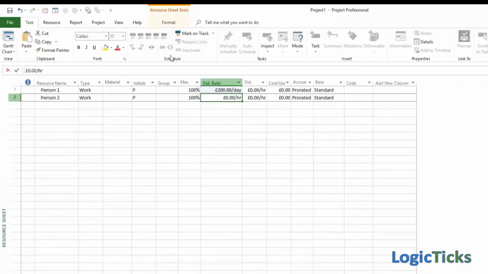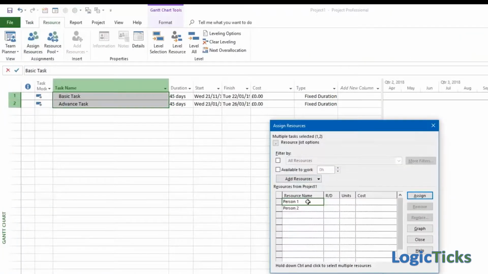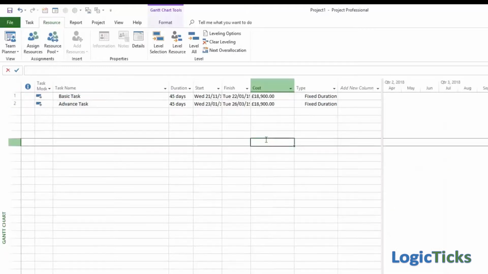for person 1, and you notice if you put in per day, you'll get a per day rate. If you put in per hour, you can get an hourly rate. You can charge by the minute, the month, and the year as well. So 220 for person 2. So now we go back and assign these resources. We're going to assign both of them to both tasks. And as you would expect, the cost for both of them is identical because the actual cost for each task is the same, because we're using the same cost rates.